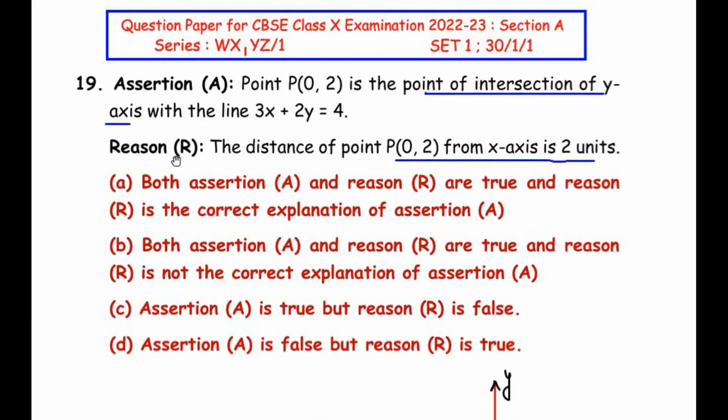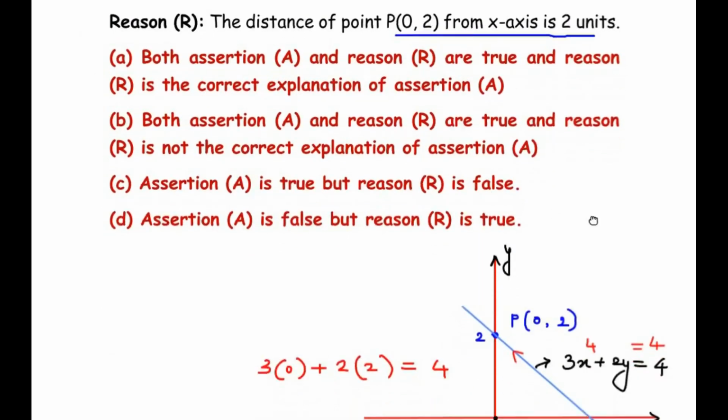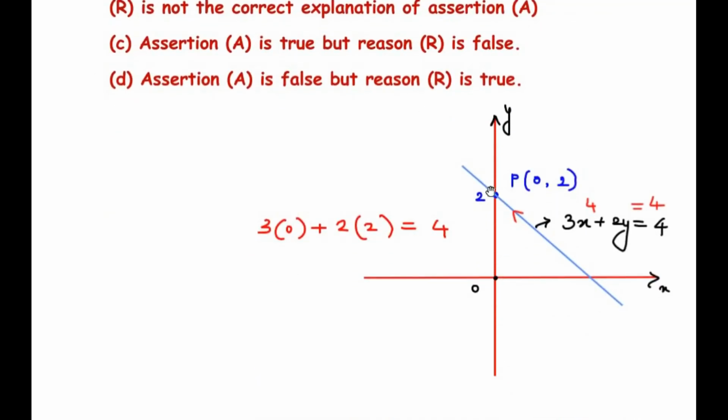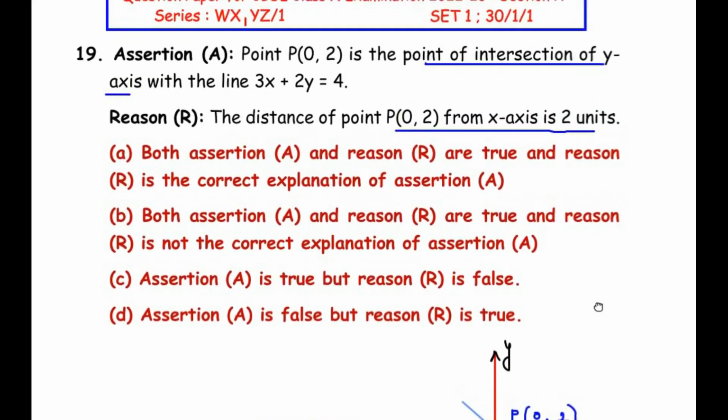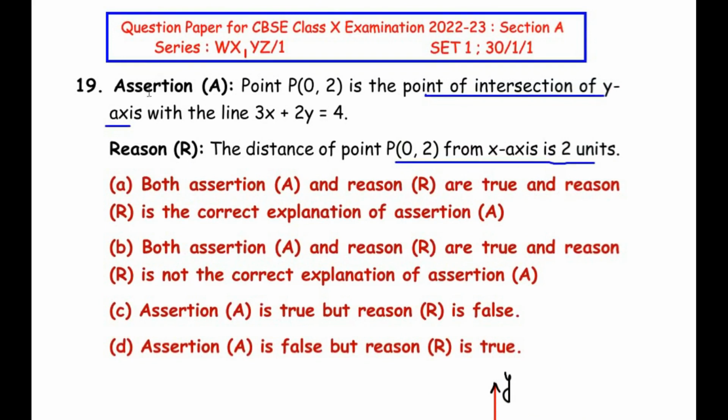Now let us check if this is the reason for the assertion. The distance of point P(0, 2) from the x-axis is 2 units. So if we look at this graph, the distance or the height of point P from the x-axis is 2. So the reasoning is also correct. But it cannot be the reasoning for the assertion. It does not explain the assertion statement. So here we are going to choose both assertion and the reason are true, and reason is not the correct explanation of assertion. So it's going to be our option B.